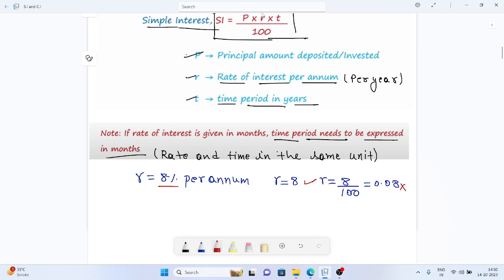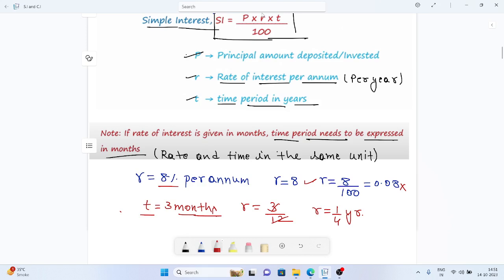And what this note says: if the rate is given yearly and time is given as 3 months, you don't put T equal to 3 directly here. You have to convert the time into years. In 1 year there are 12 months, so when you convert 3 months into years, you get 1 by 4 year. Okay, this is all about the simple interest formula.